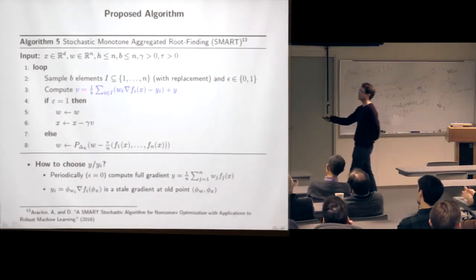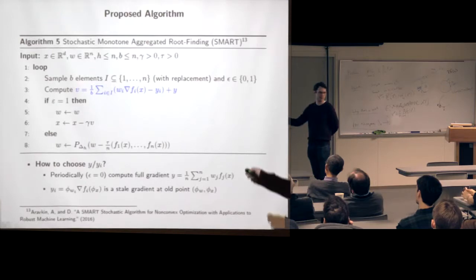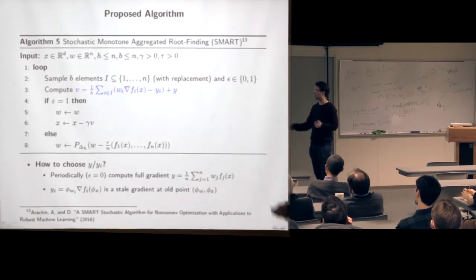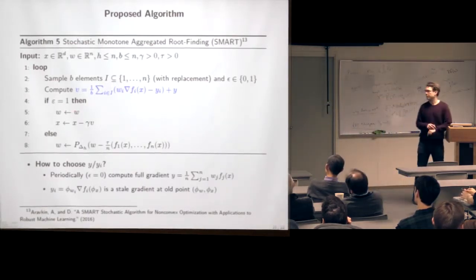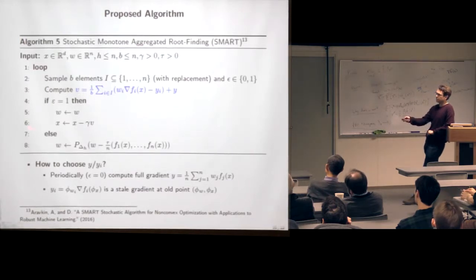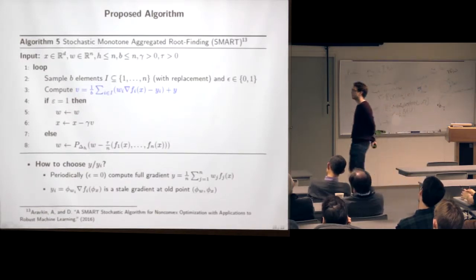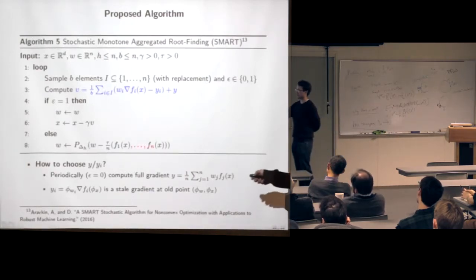We compute this variance reduced estimator that I showed on the previous slide. You flip a coin. If epsilon is equal to 1, or you get heads in your coin, you don't update W. So you don't do any function evaluations. And then you just go in the negative v direction. Otherwise, if you end up with tails, you do the projected gradient step here.